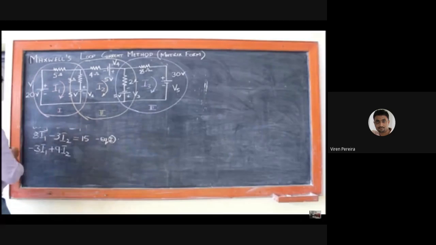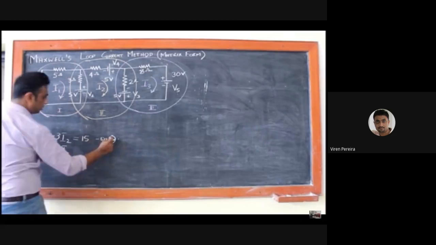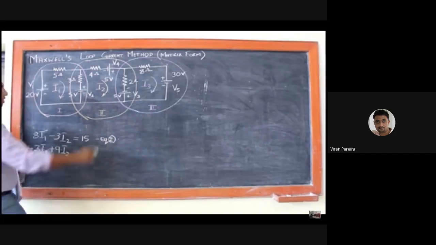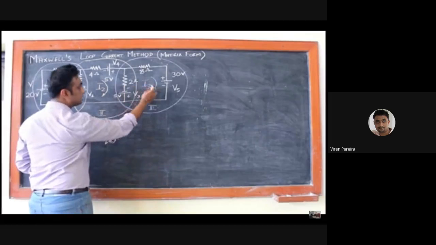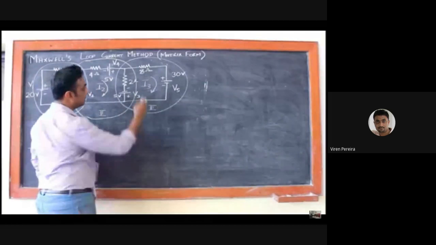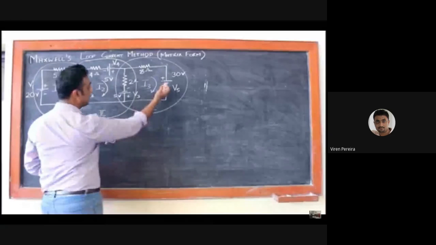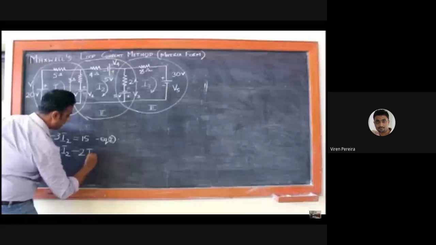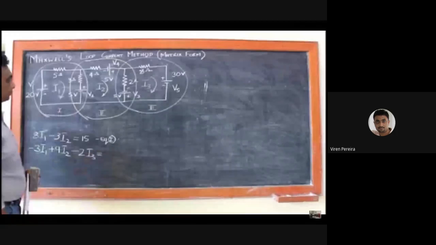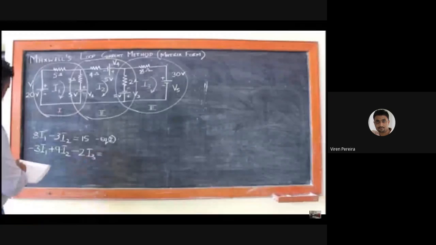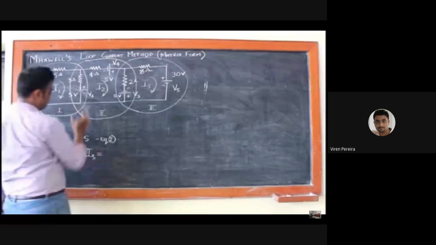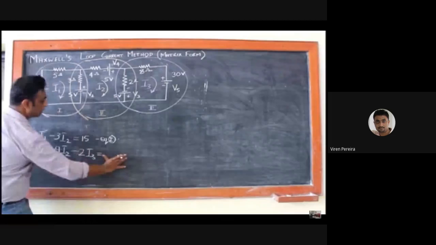So this is with regard to loop 1. Equation in loop 1, this is with regard to loop 2. Now, what about this 2 ohm resistor dealing with the I3 in the next? So again, it will be 2 I2. So I got minus 3 I1 plus 9 I2 minus 2 I3, which is equal to, which is basically all your drops.